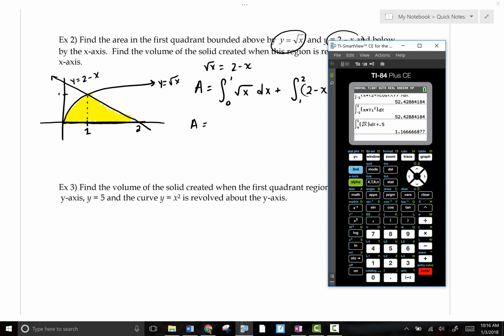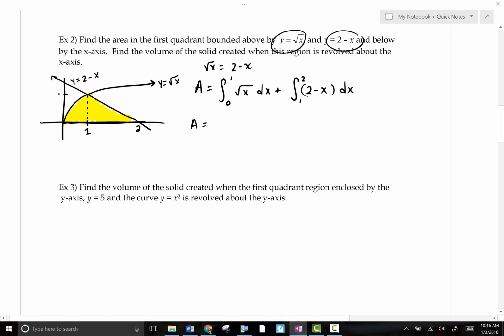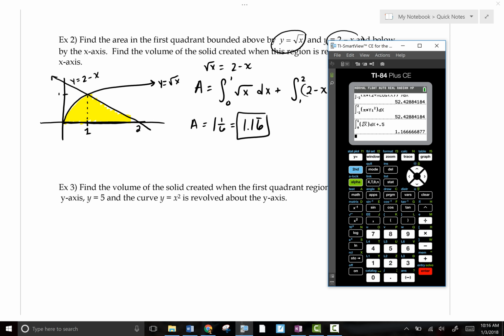And let's see, what do we get here? 1.166687. One thing I can tell you is this should be an actual fraction. I think this should be 1 1/6. But your calculator's not that bright, so it's not going to realize that. So our area is exactly 1 1/6, which is 1.16 repeating. But if you didn't realize that, which is totally okay, you could write 1.166 and you'd be totally fine as well. Okay, so that's the area.